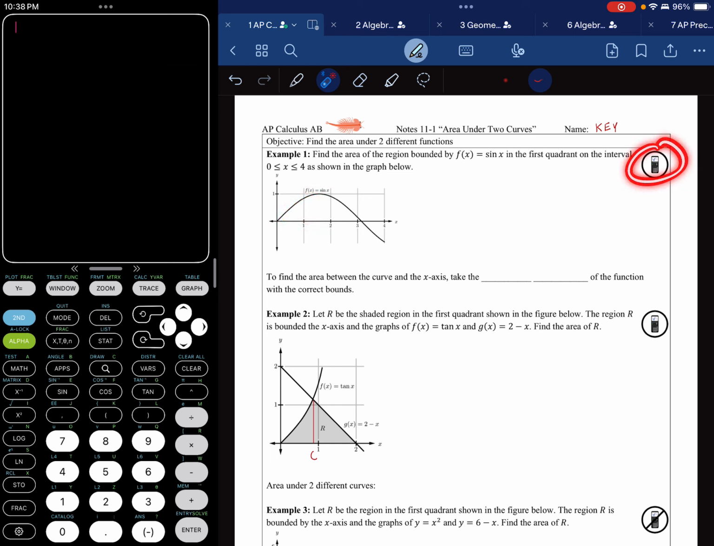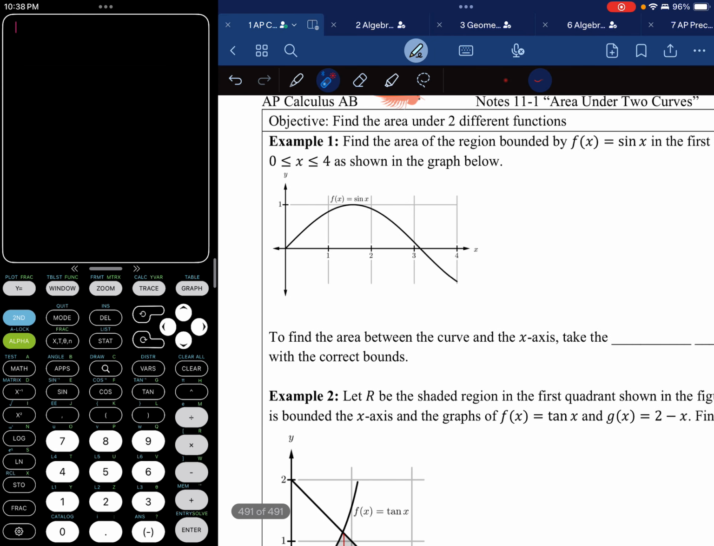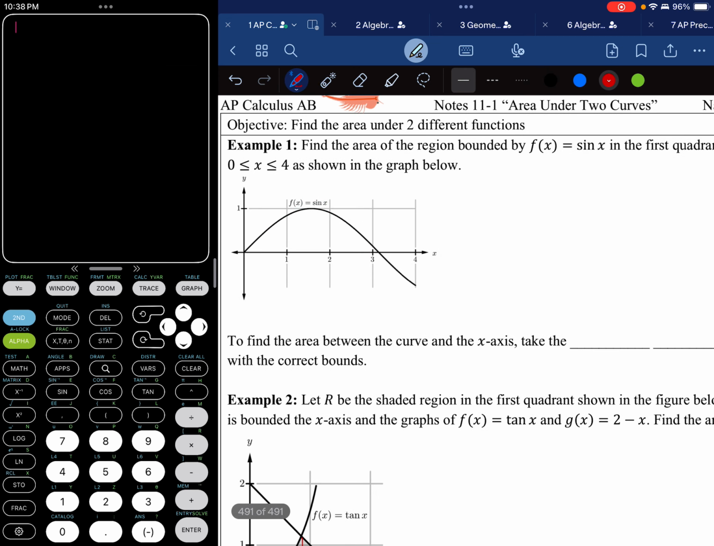While I am allowed to use a calculator on this one, you don't actually need to know one. I just want to show you some tools that you can use on the calculator if you want to. The general idea here is I'm just finding that area, therefore I'm taking the integral of that function. So I need to say the integral of sine of x dx, and I need to have the correct bounds. I know that I'm starting here at 0, and I'm ending here a little bit after 3.